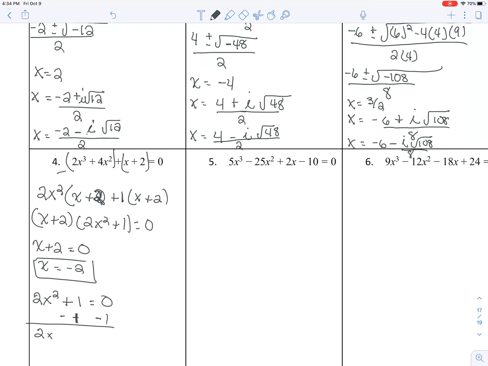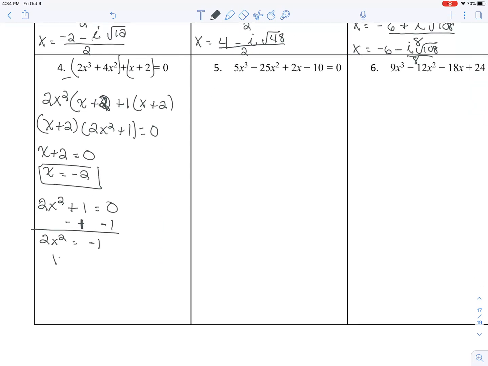I subtract 1 from both sides. I get 2x squared is equal to -1. x squared is equal to negative 1/2. And then I could just take the square root of both sides, remembering a couple of things. When I take the square root, I'm going to get plus or minus. And because of the negative 1/2, the i comes out and it's the square root of 1/2.